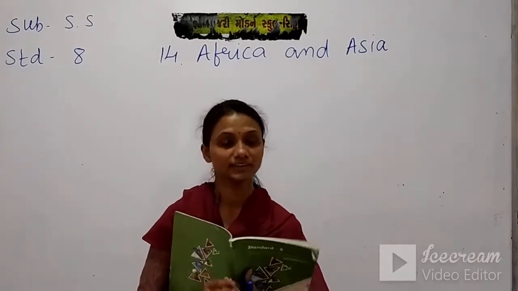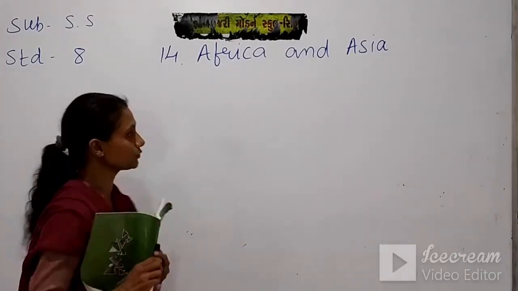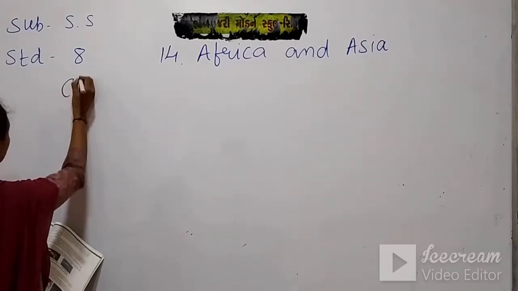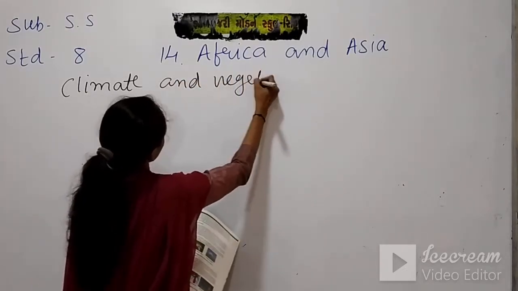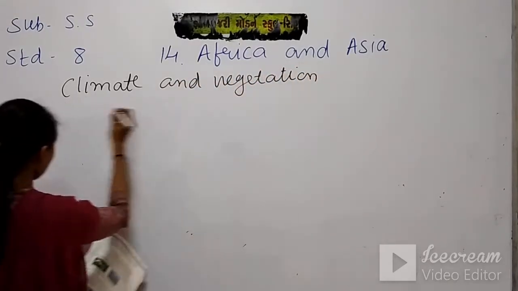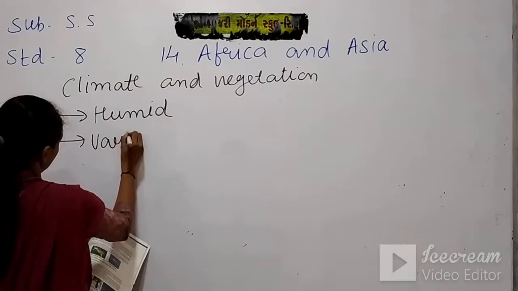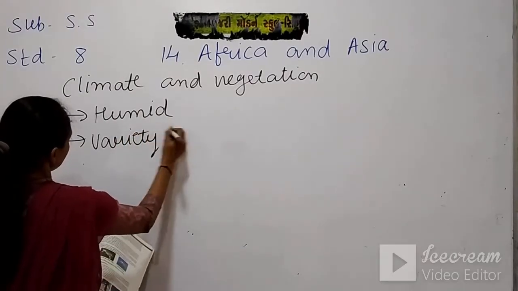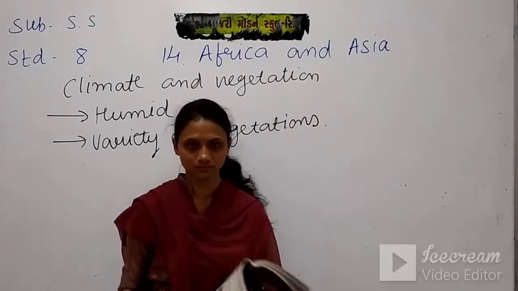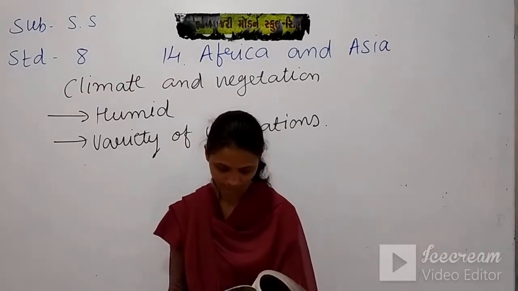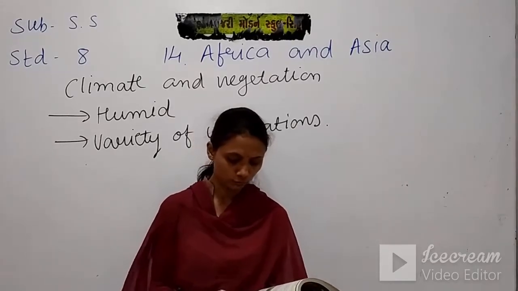So this kind of trees are there because of that humid climate and vegetation. It is humid and has a variety of vegetation. Vegetation means vegetables, plants and flora.